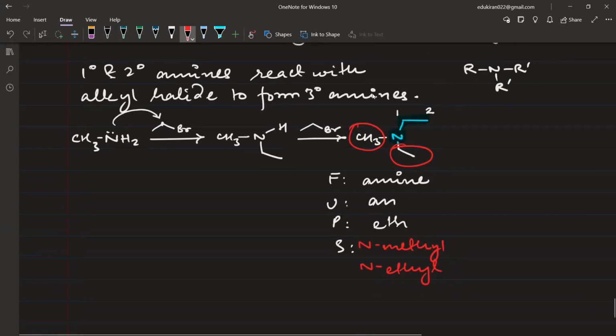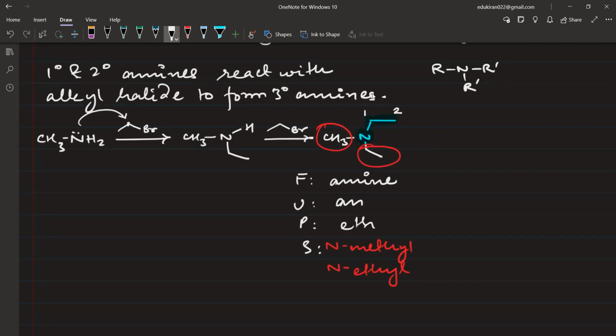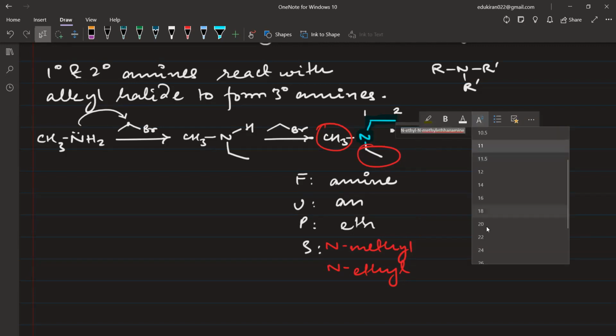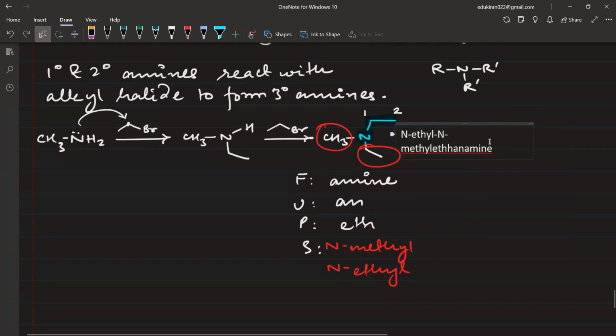So what will be the name of this molecule? See, ethyl and methyl में ethyl will be first because it will be alphabetical order. So N-ethyl. एक काम करते हैं, इसको type कर देते हैं because if I write it down, this will be very clumsy here. N-ethyl, N-methyl, ethanamine. ठीक है? Okay, so this is the name. N-ethyl, N-methyl, ethanamine. अच्छा, ETH हो गया, ethane, ठीक है?